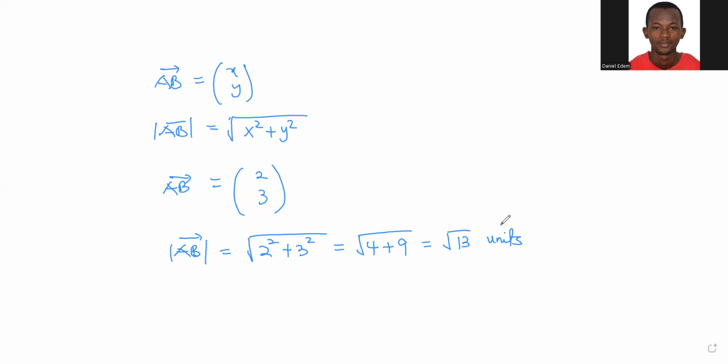Another thing is, if I said you should find, for example, the magnitude of AB equal to minus 5i plus 10j, this vector is the same as writing it in component form, minus 5, 10. And you have to find the magnitude of this.